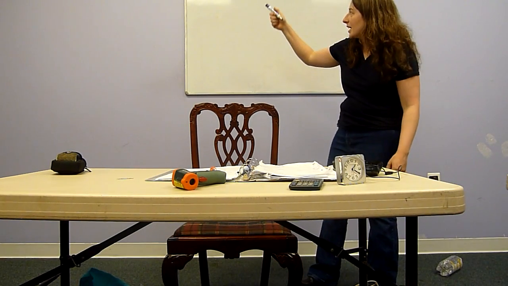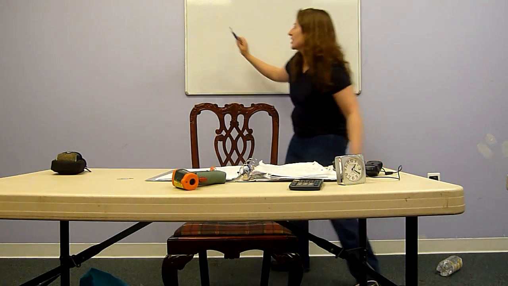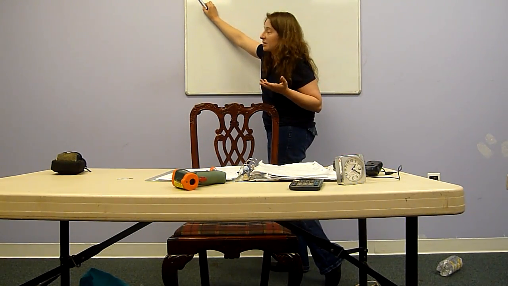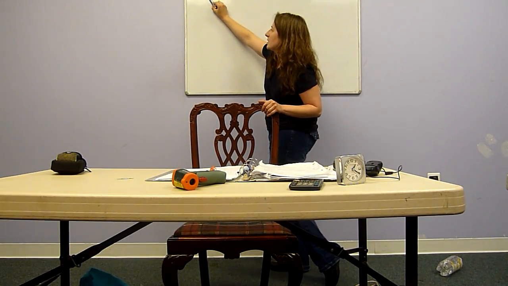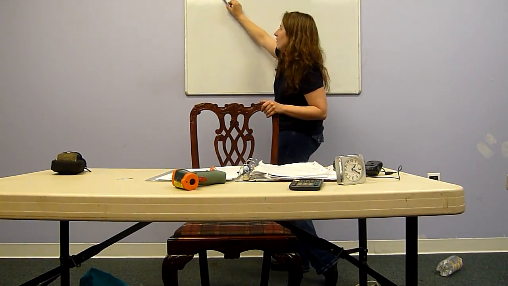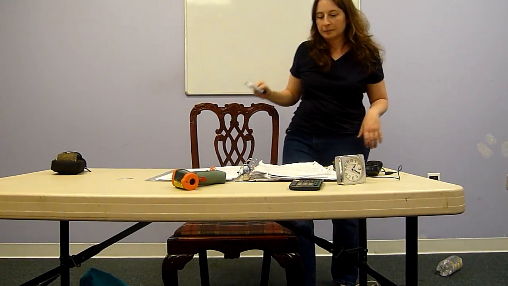Okay, so delta X, what does delta X mean? Change in displacement. So the change in displacement, which could be in the X direction or the Y direction, is equal to initial velocity times time plus 1/2 acceleration times time squared.